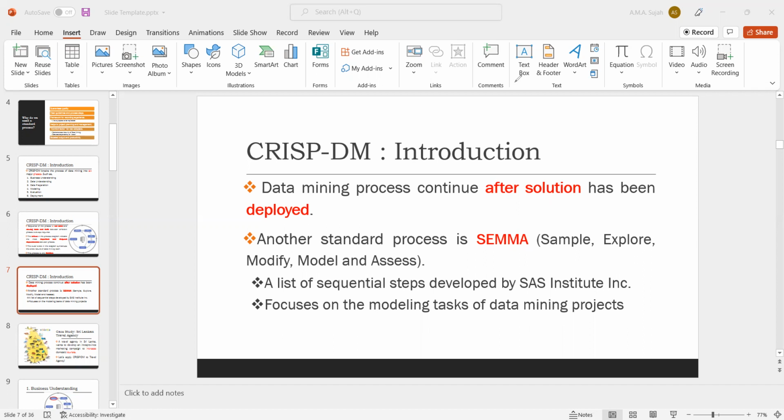Business understanding, data understanding, data preparation, modeling, evaluation, and deployment. Yeah, very good. Okay, we will move to each step.